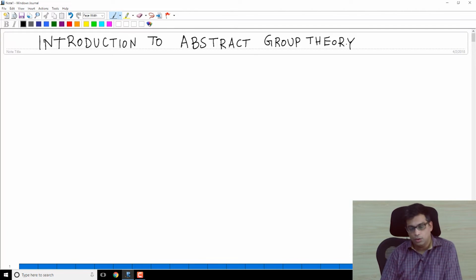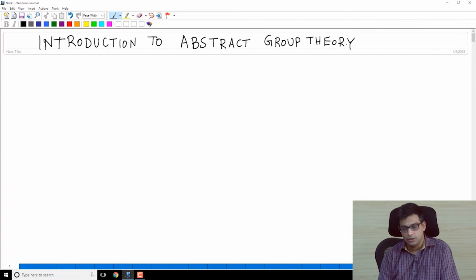Okay. Groups are algebraic objects which abstract, as the word suggests, certain important features of well known mathematical objects. So, I want to do some examples which illustrate this, and in each example I want to point out the crucial piece of information that we want to retain.